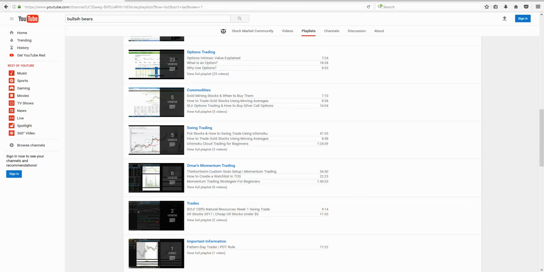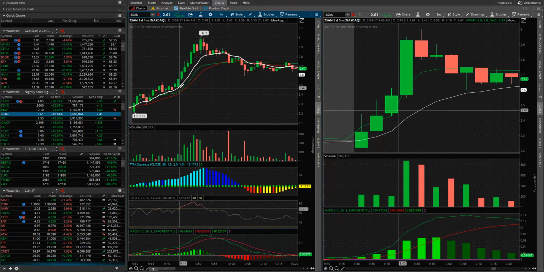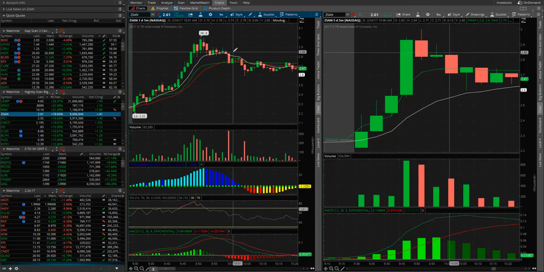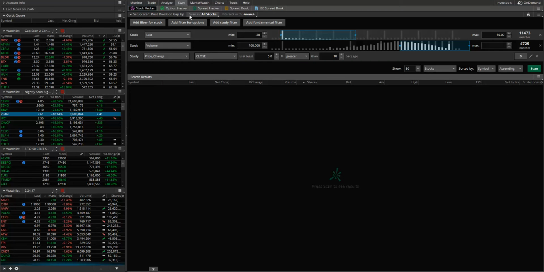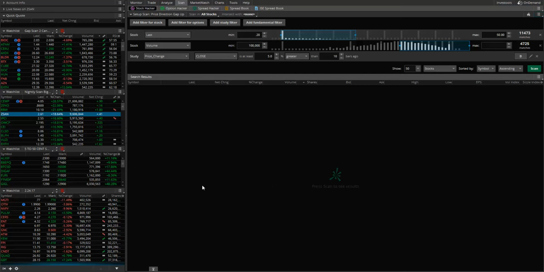I wanted to put a video together talking about these scanners and entries and all that stuff, just to remind everyone how this works. Basically, if you want to build a scanner using Thinkorswim, you go to the scan section, and all the way to the right you can create your scan. It says create scan query, and you can create this query based on whatever you want. These are the primary scanners I use.